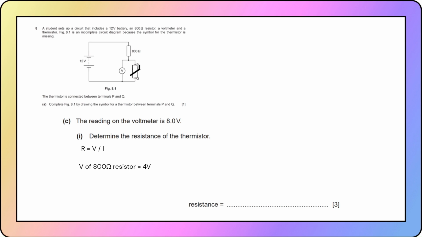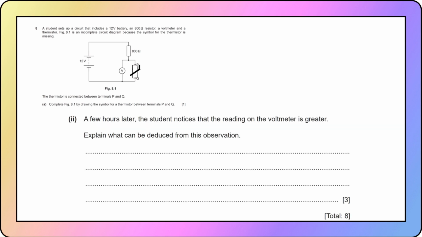So, we can get the current by rearranging the formula to current is equal to voltage divided by resistance, to get 4 divided by 800, which is equal to 0.005 amps. So, we can use this value to get the resistance of the thermistor, since the current in a series circuit is always the same. So 8 volts divided by 0.005 amps is equal to the resistance of the thermistor, 1600 ohms. Now for part 2 of question C.